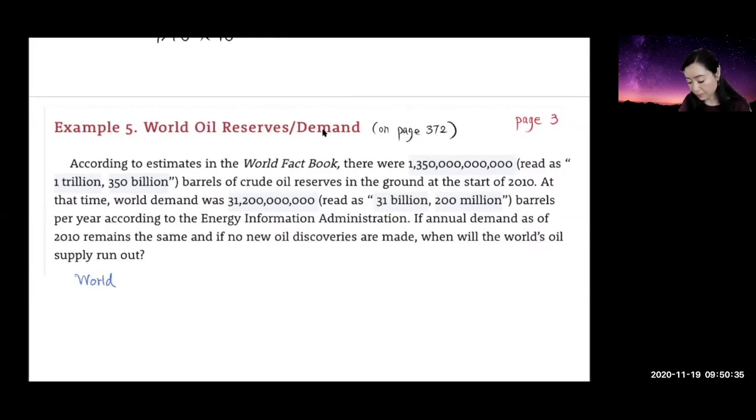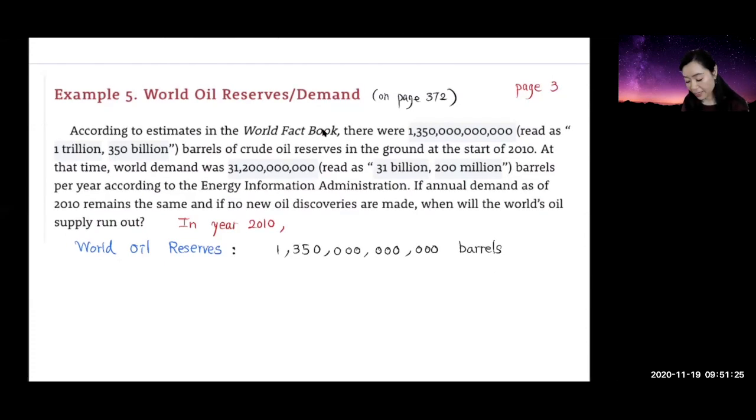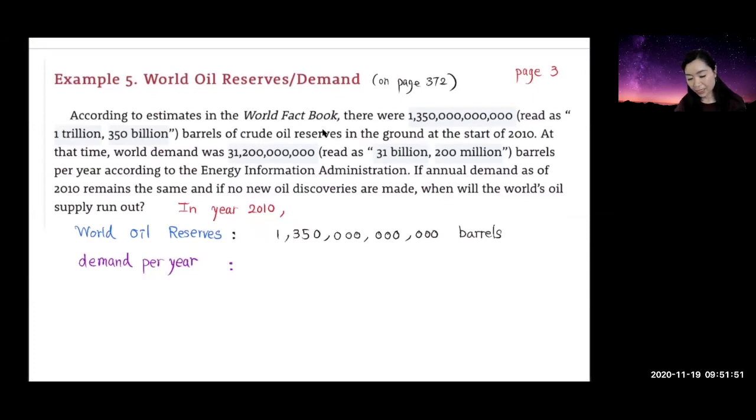Okay, so this is how much we have. And then what happened over here, so the demand per year. So that's how much we spend, how much we use every year. So it was this number. That's how much we use every year, how much we spend every year.